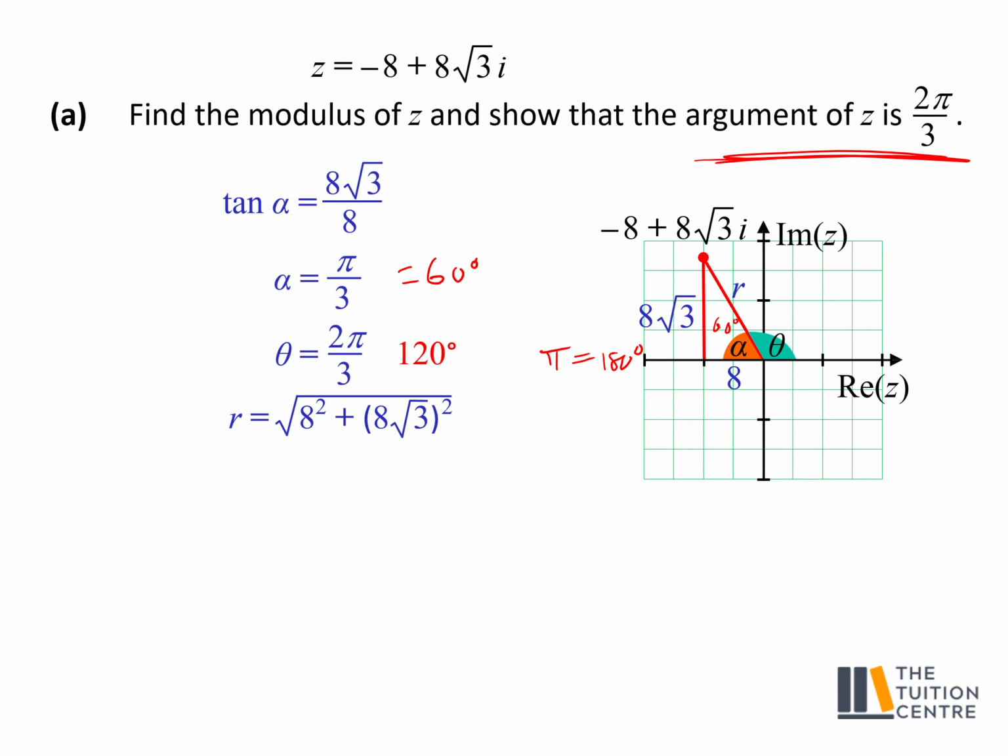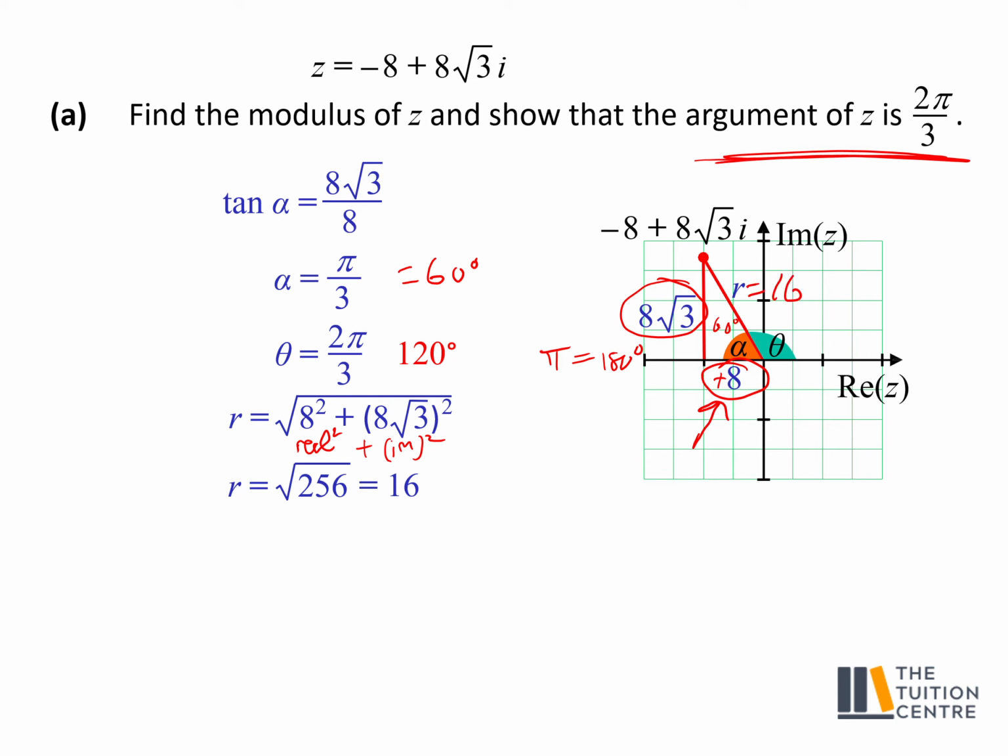For the modulus, you can use Pythagoras' theorem, r squared is equal to 8 root 3 squared plus 8 squared, or some people will think about it as r is equal to the square root of the real part squared plus the imaginary part squared. And again, I'm calling that plus 8 there when I'm squaring it, but you can use minus 8 as well. I'm going to get the square root of 256. I'm going to get 16. So I have my modulus is 16.